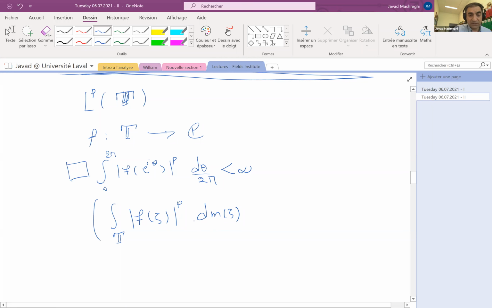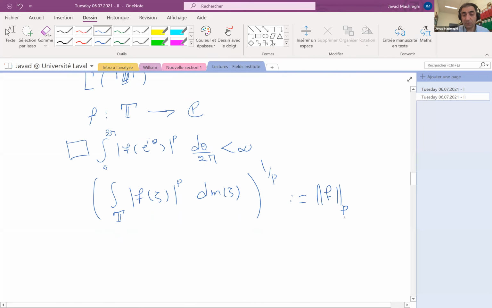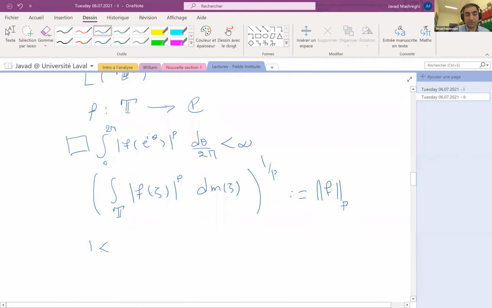And if this is finite, then we take the p-th root and denote it by the p-norm. It's a norm if p is bigger than or equal to 1 and less than infinity. For p equal to infinity, it is the essential supremum, and again, it's a norm. Even though we use the same notation for p less than 1, you need to be careful. For p less than 1, it's not a norm.